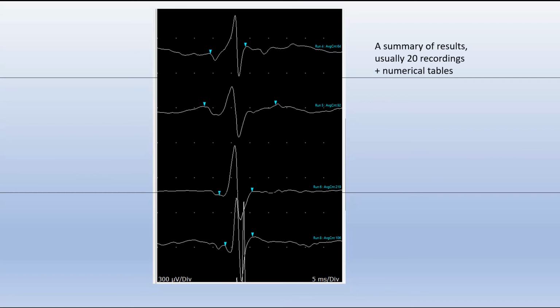At the end of the study we are able to look at the individual macro MUP potentials, usually 30 of them, and we then have possibilities to remove bad quality MUPs or duplicates. The system measures amplitude and area. We do not bother about duration. That is the end of today's discussion. Thank you very much.